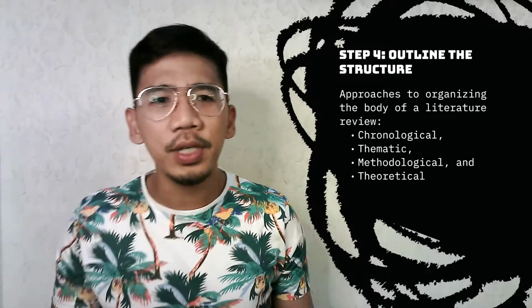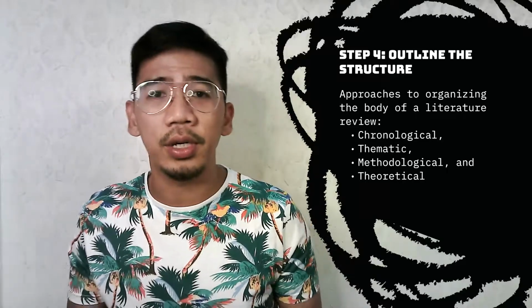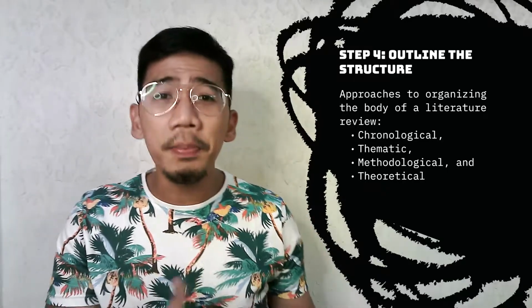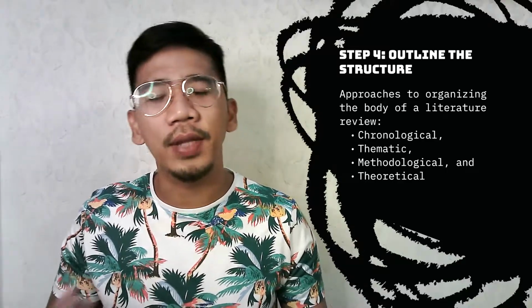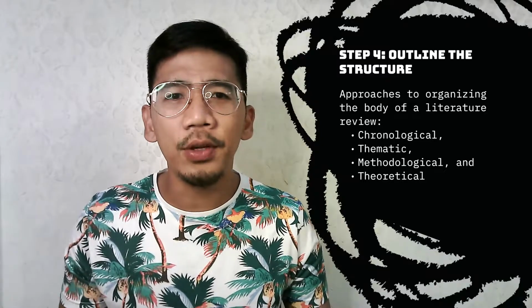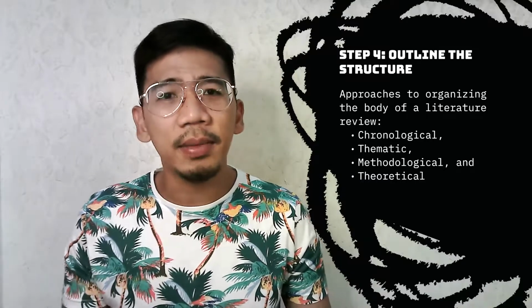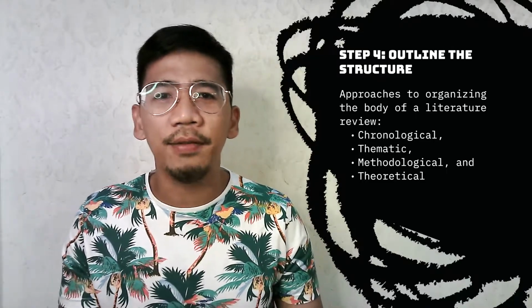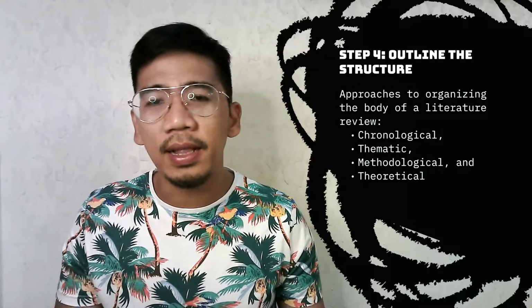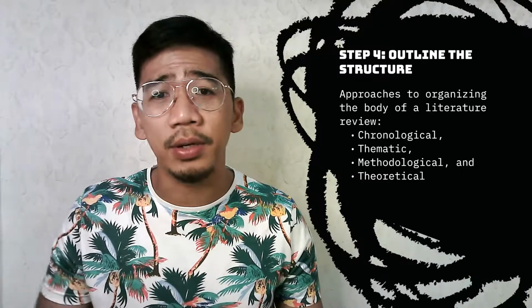So, approaches to organizing the body of the literature review include the chronological approach, meaning this is the simplest approach because it traces the development of the topic over time. However, if you choose this strategy, be careful to avoid simply listing and summarizing sources in order. Try to analyze patterns, turning points, and key debates that have shaped the direction of the field. Give your interpretation of how and why certain developments occurred.